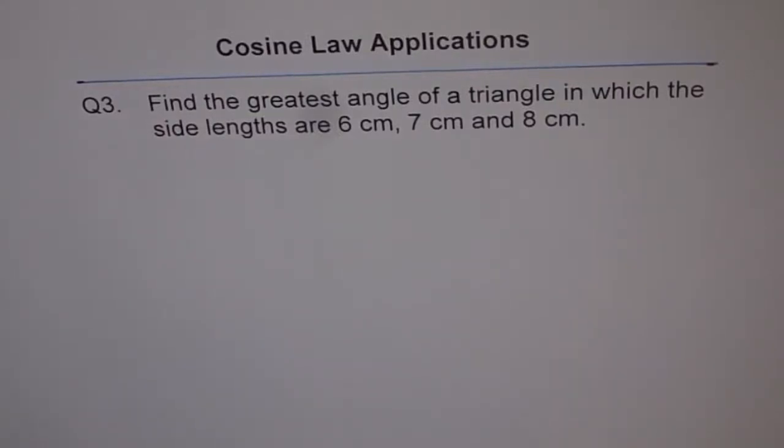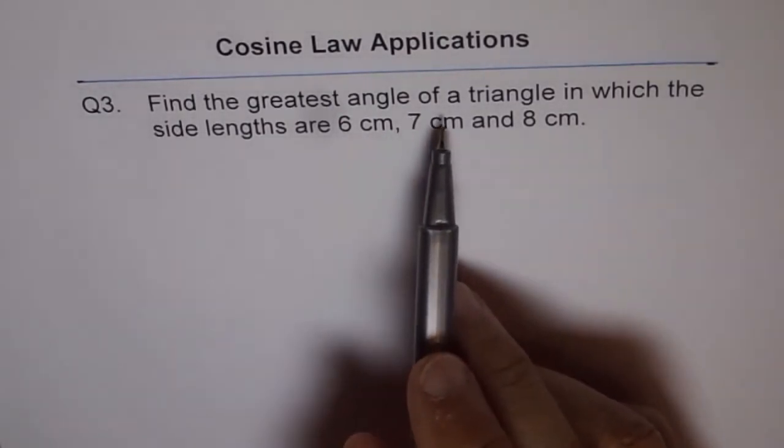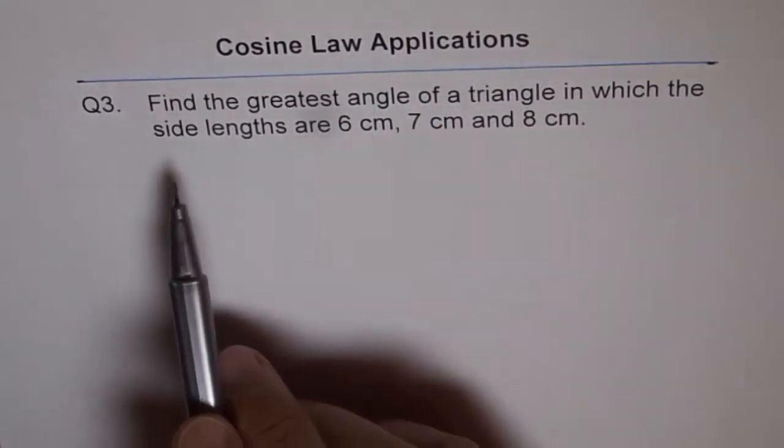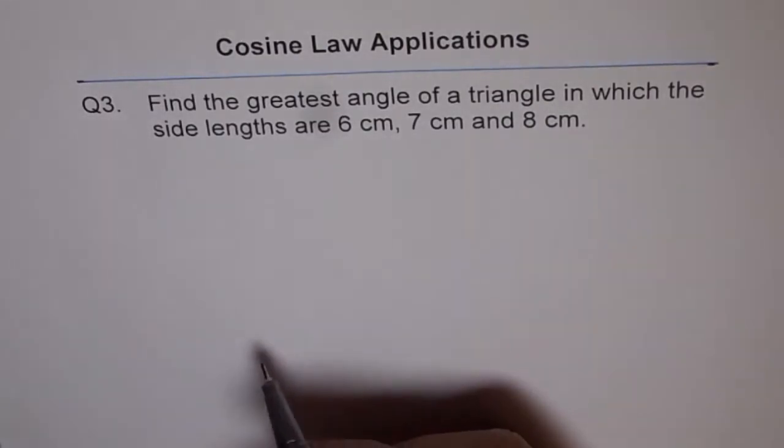Cosine law applications question 3. Find the greatest angle of a triangle in which the side lengths are 6 centimeters, 7 centimeters and 8 centimeters.